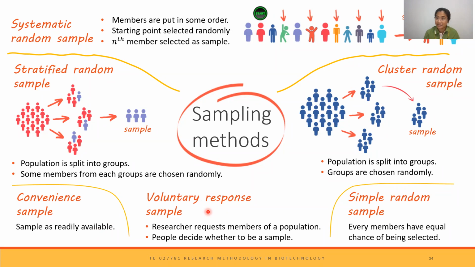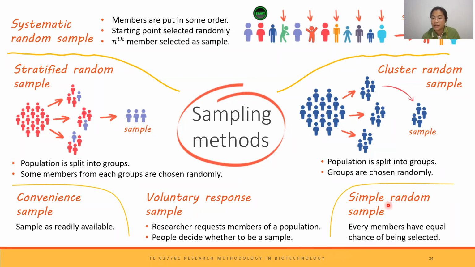Another way to get a sample is the voluntary response sample. What happens here is the researcher requests members of a population, maybe just asking people on the street if they want to do the survey or to participate in the experiment, and then people decide whether they want to be involved in that experiment or study or not. So that is voluntary based. This type of sample can be biased as well.